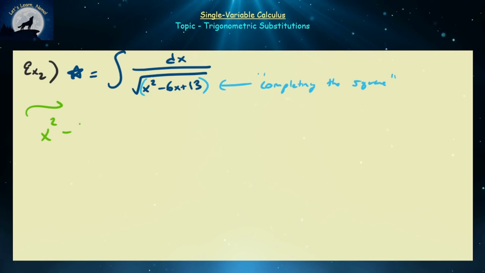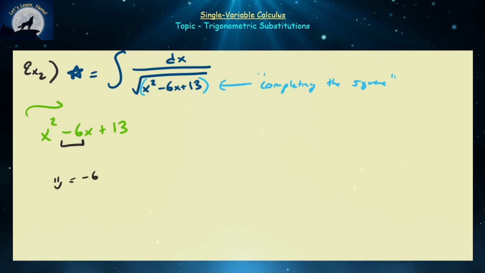So we have that x squared minus 6x plus 13 is our expression. The trick for completing the square is you take the number in front of x, so our magic number in front of x is going to be minus 6, take that divided by 2 and then square it. So that's going to be minus 6 divided by 2, that's going to be minus 3. Minus 3 squared is going to be 9. So that's going to be our magic number.